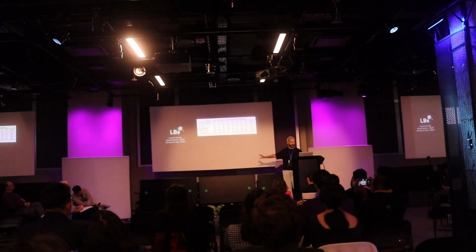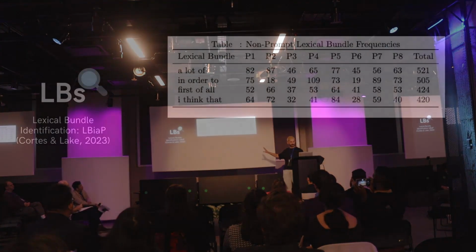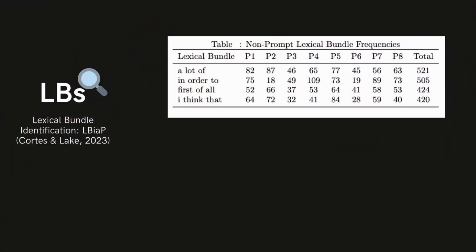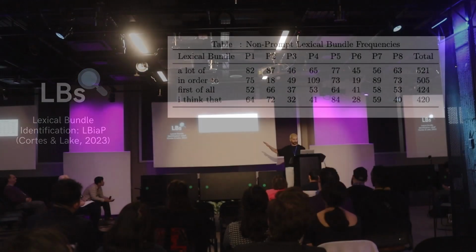So here are some lexical bundles. These are non-prompt lexical bundle frequencies. Non-prompt means that that lexical bundle appears in more than half of the prompts written, as you can see here. So a lot of, in order to, first of all, I think that are 3-word lexical bundles that appear across prompts.